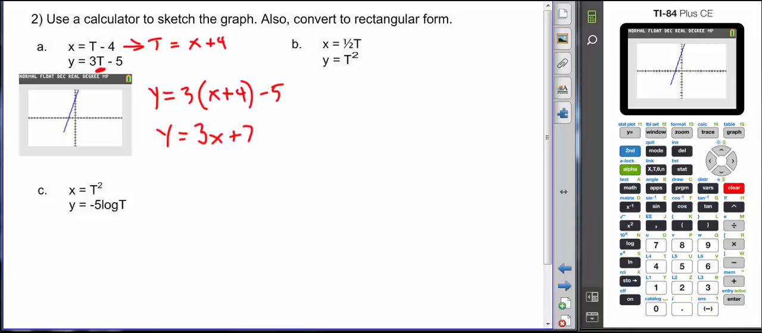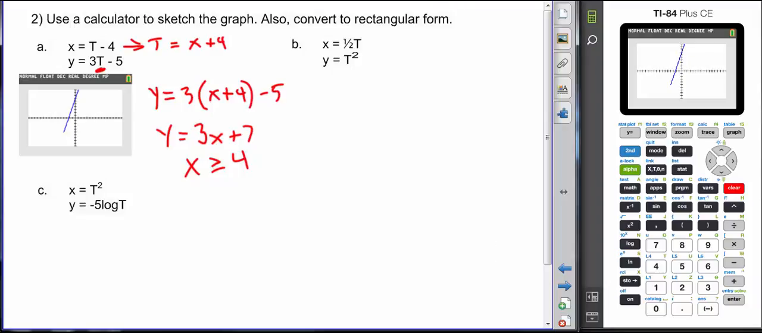And so that gives us y equals 3x plus 7. Now, one other thing we should probably mention again, just real briefly, is this graph actually doesn't extend infinitely to the left. We have a bit of a restriction there. Our least value that we would have for x would be when time is equal to 0. So that's going to be x is going to have to be at least 4.